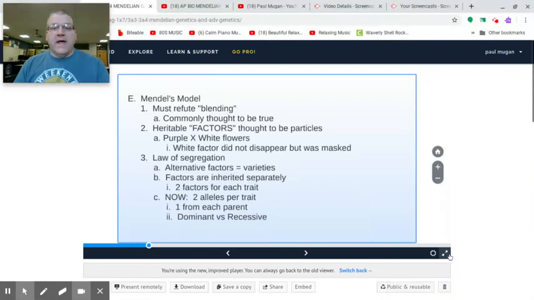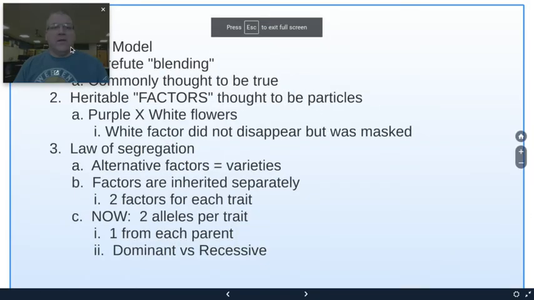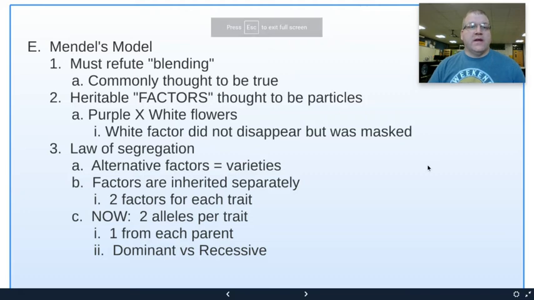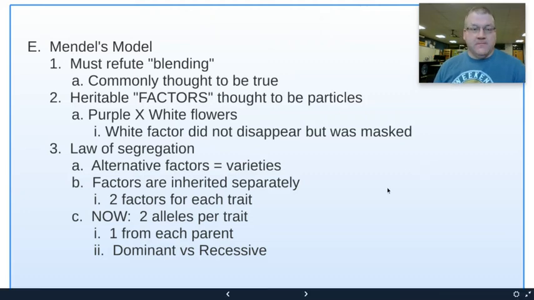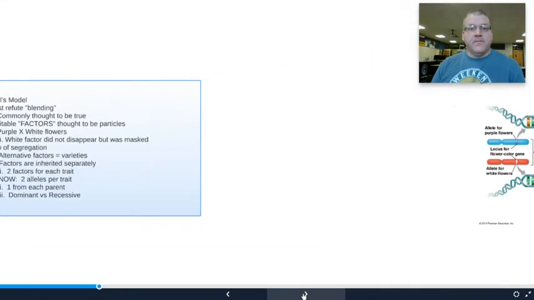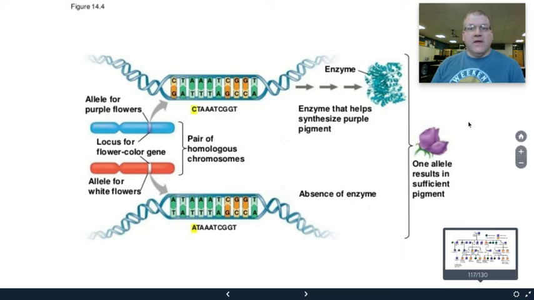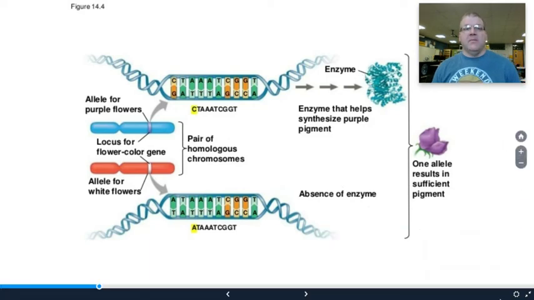So let's take a look at how Mendel's model works with respect to the central dogma of biology. All of this has to make sense in light of what we know about molecular genetics. So how does something become masked? How does something get carried?